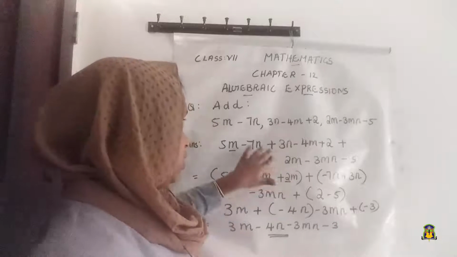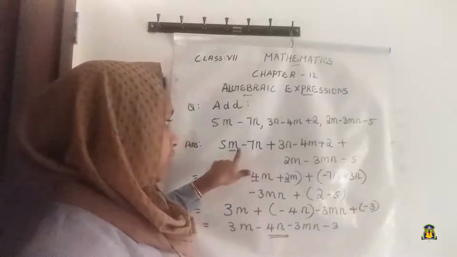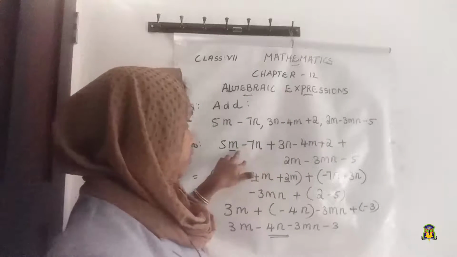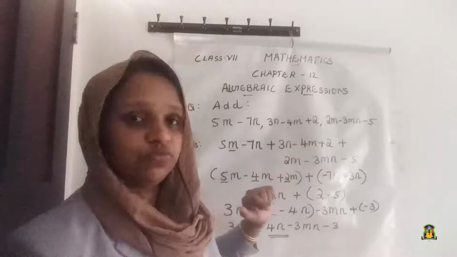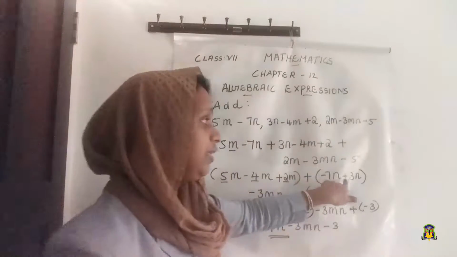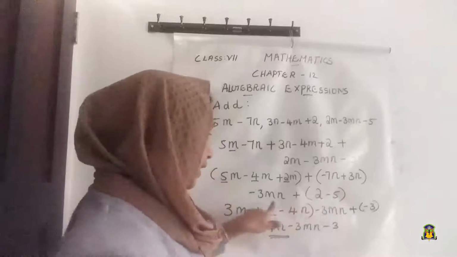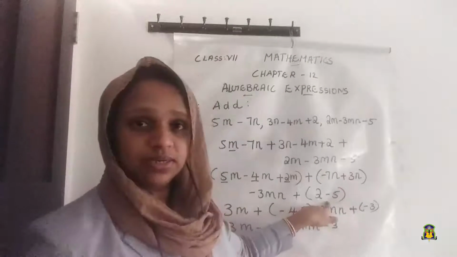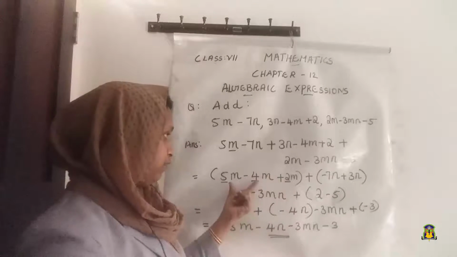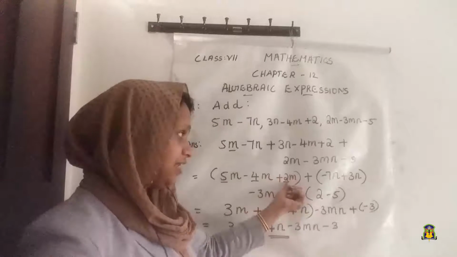You got this? So here, first, we want to add these three expressions. So we want to club the like terms first. We club the like terms, m terms together, then n terms, then comes mn, then the constant term. Then we subtract this 4 minus 5 and then we add this 2.